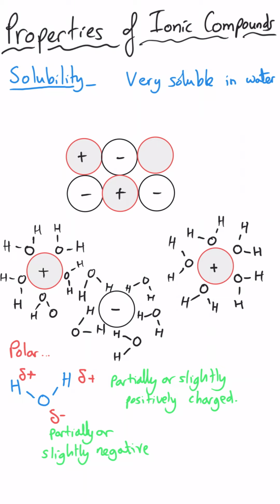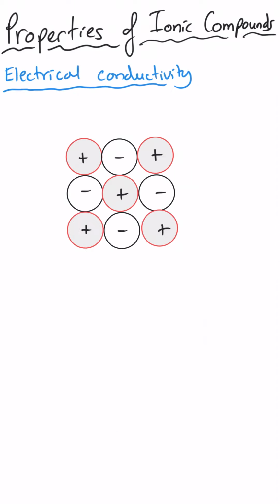But that doesn't happen readily in all cases, because remember, those electrostatic attractions are really strong. But these new attractions to the water outweigh the energy that needed to go in to break those attractions. So overall, ionic compounds are generally soluble.